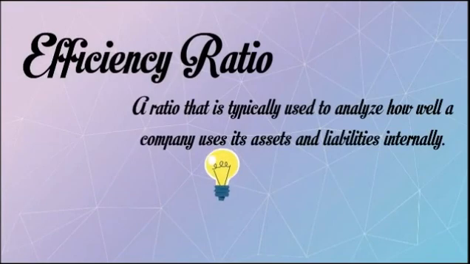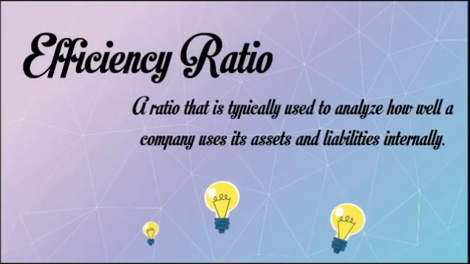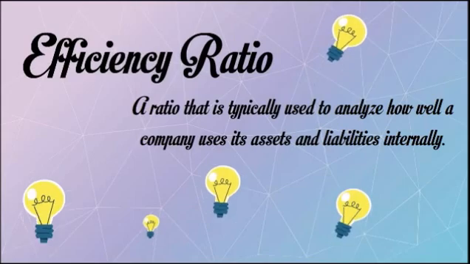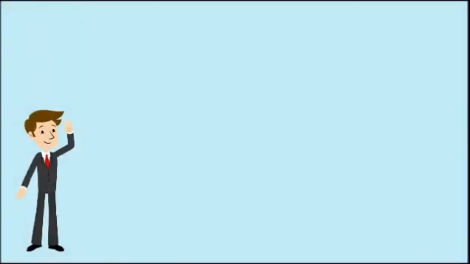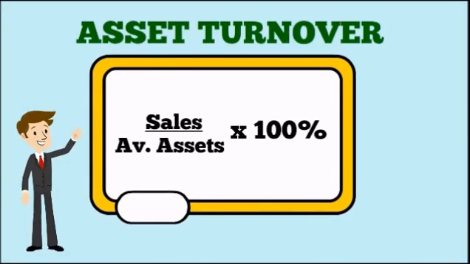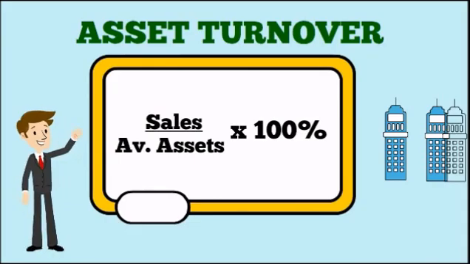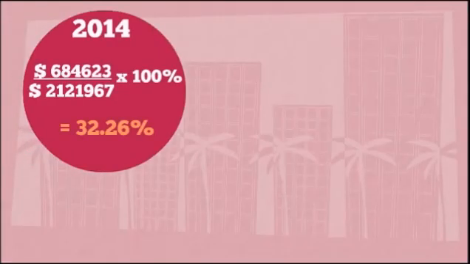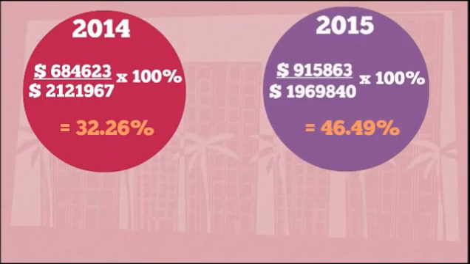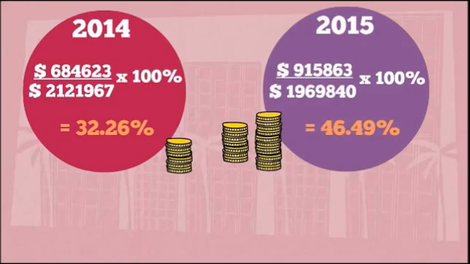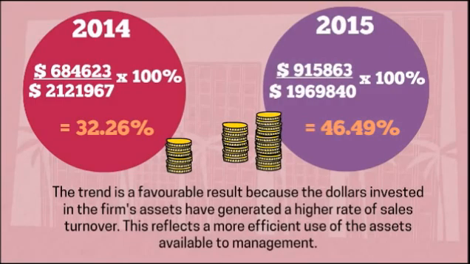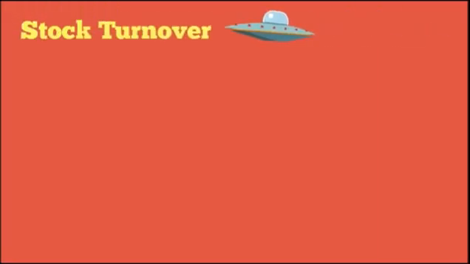Efficiency ratio is a ratio that is typically used to analyze how well a company uses its assets and liabilities internally. To calculate asset turnover is sales over average assets times 100%. In 2014 is 32.26% and in 2015 is 46.49%. The trend is a favorable result because the dollar invested in the firm's assets have generated a higher rate of sales turnover. This reflects a more efficient use of the assets available to the management.